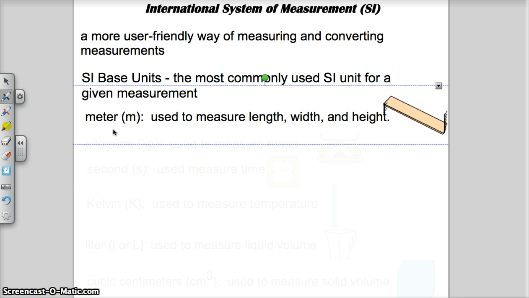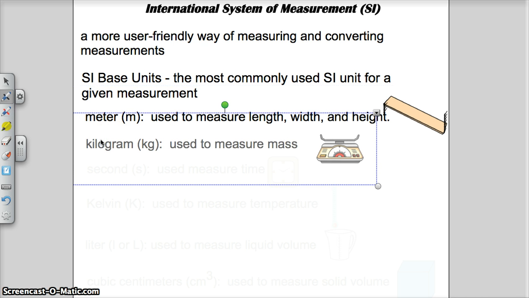The SI base unit is kilogram when we talk about mass. Most things are going to be measured in kilograms, most everyday things. In our class, we typically are going to use just gram, but the base unit is kilogram. Okay?